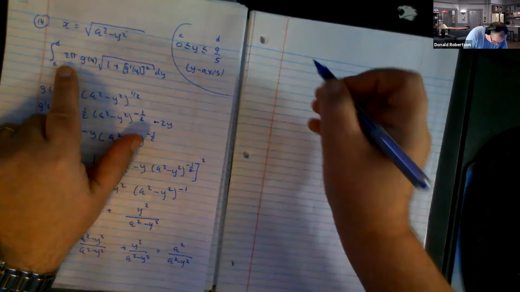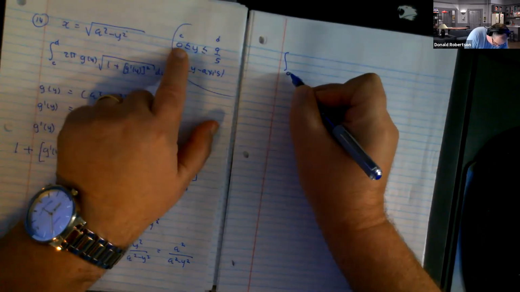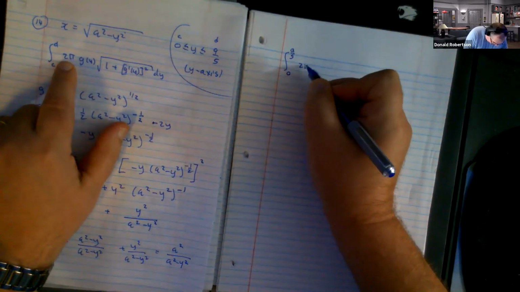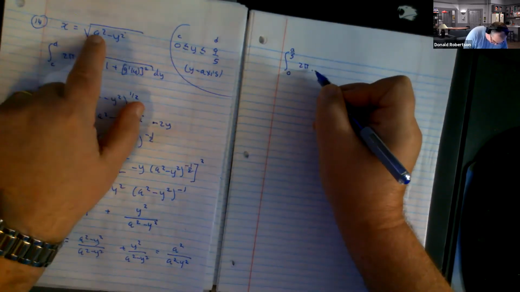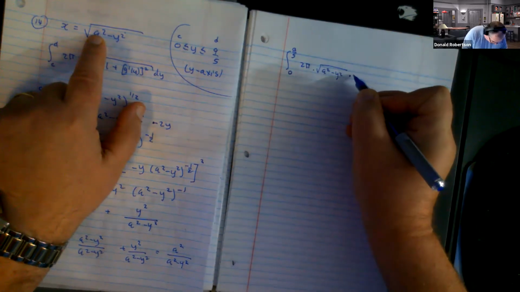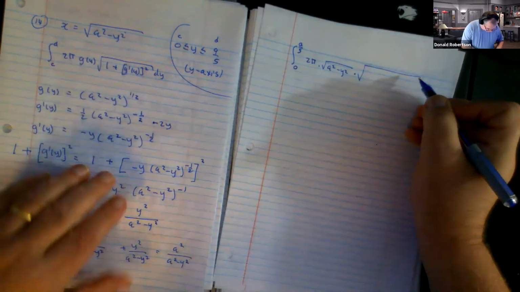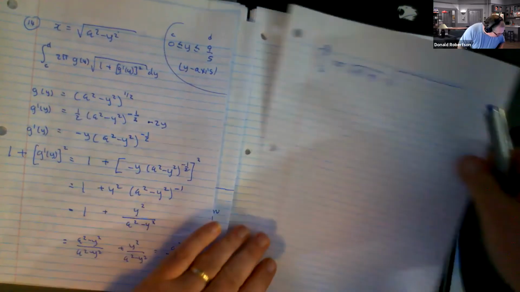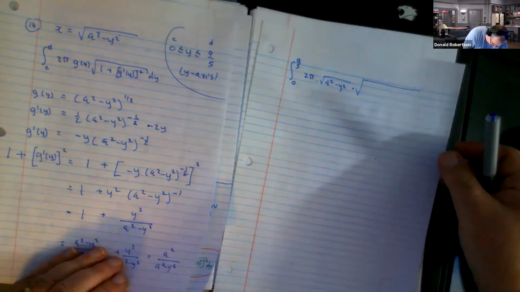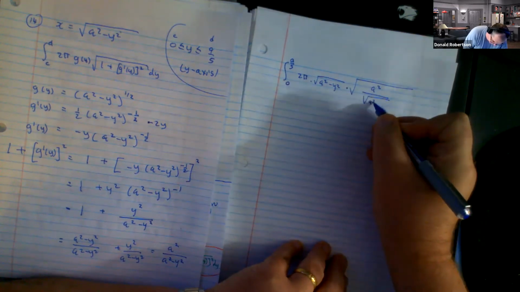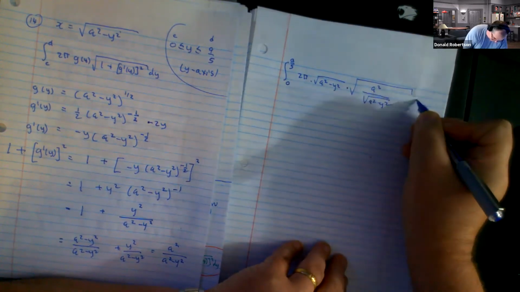It's going to be the integral from 0 to a over 5, 2 pi, the original function, the square root of a squared minus y squared, times the square root of this guy, which we just found a minute ago, and now I can't find it. Where are you hiding? It was a squared over the square root of a squared minus y squared dy.